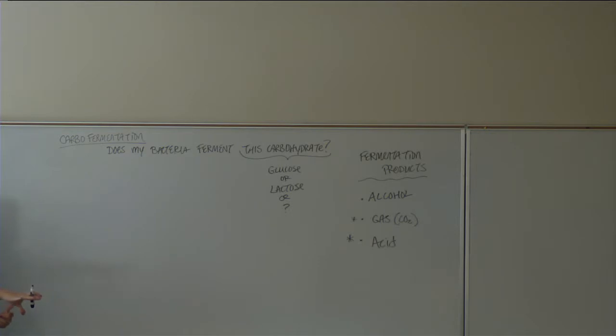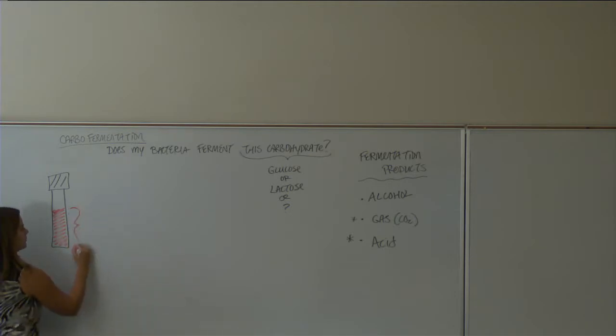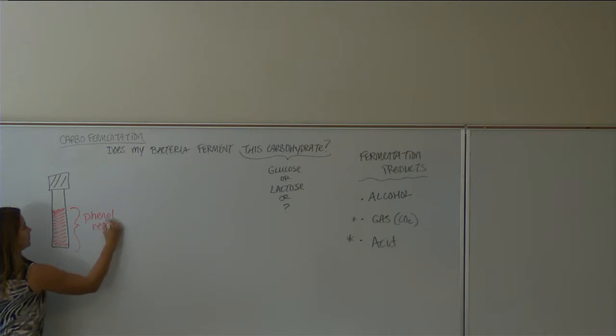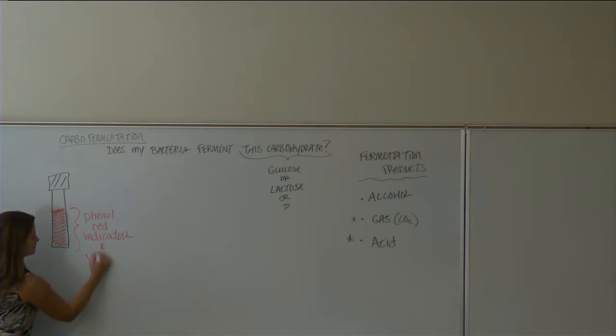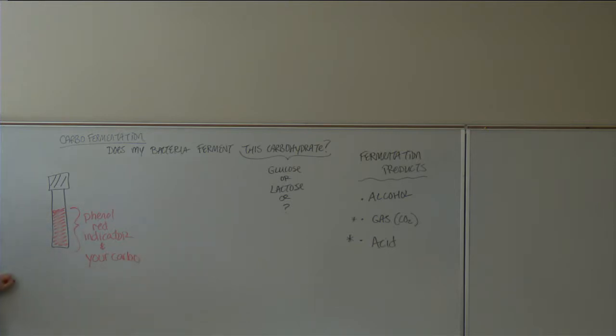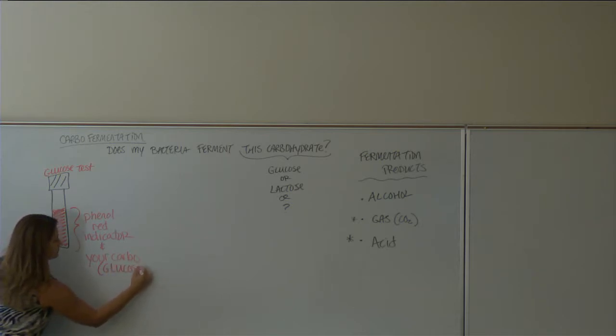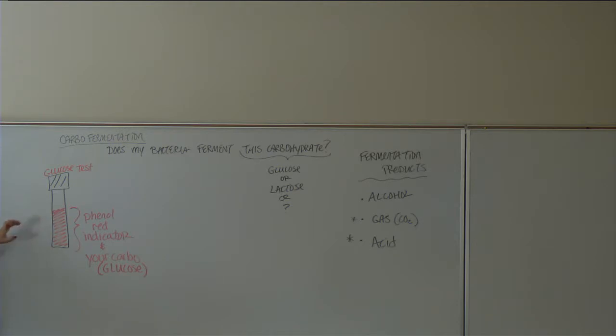Now, if we didn't have that very handy-dandy, convenient test strip, this is what we would have to do. We would have to get a tube. Within this tube, I'm going to use the color red because this is what it looks like, and this is what your strip looked like prior to inoculation. It was red. Why is it red? It has phenol red indicator in it, and it has your carbohydrate in it. So if this was the glucose fermentation test, it would have glucose in it.